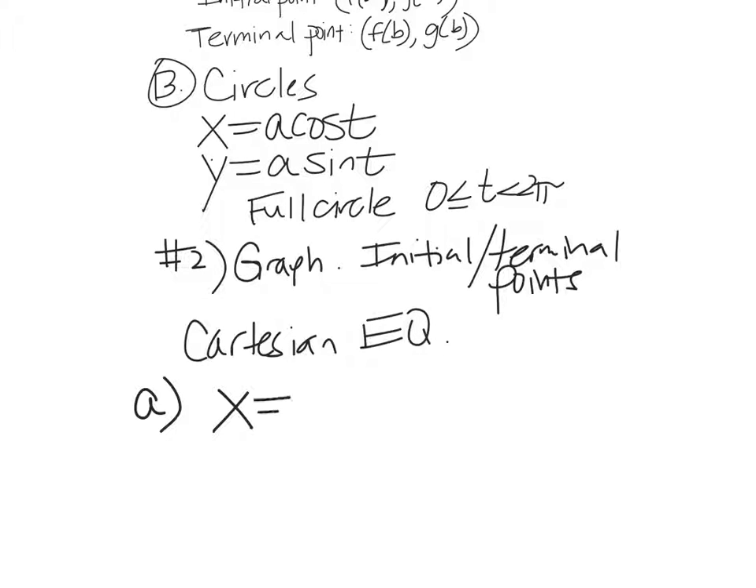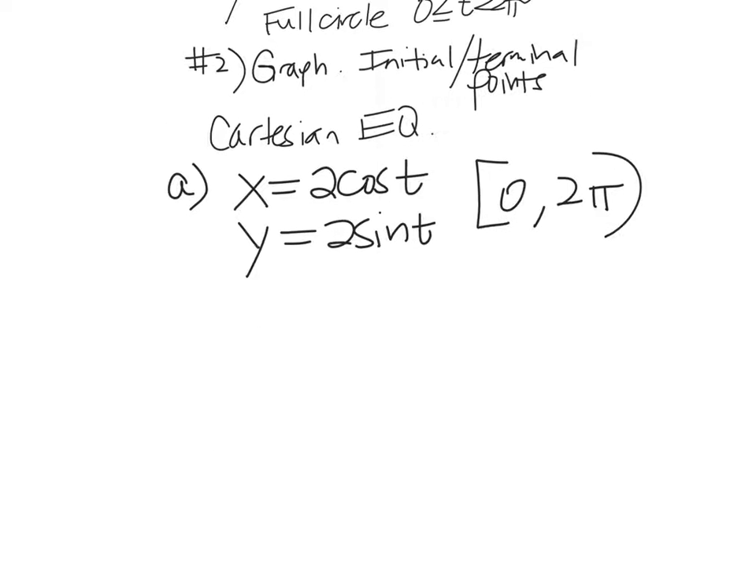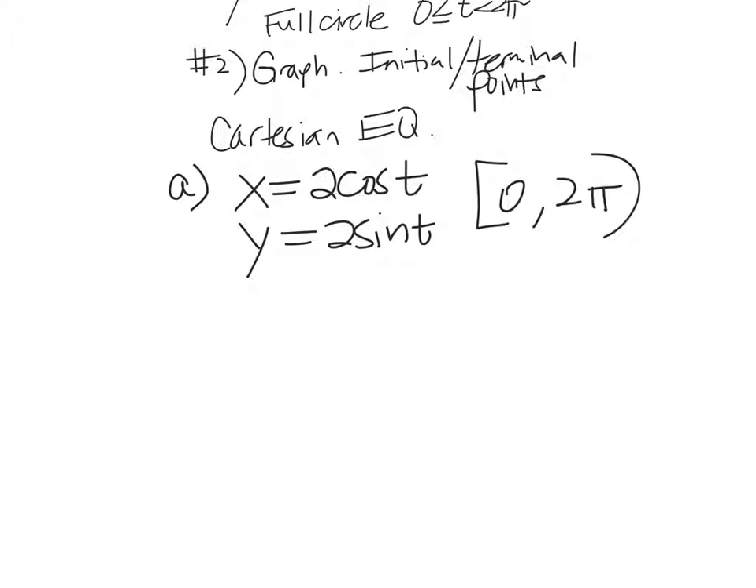x equals 2 cosine t, y equals 2 sine t, and t is from 0 to 2 pi. No, because 0 and 2 pi are the same thing. So, I mean, you could. It wouldn't matter. All right, so let's go to our calculator.